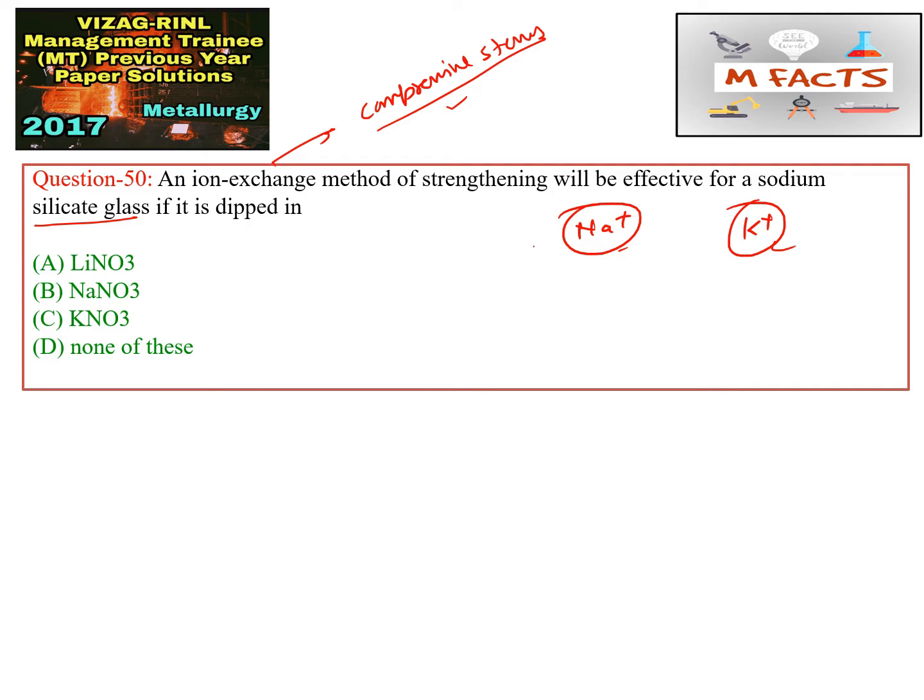In this question it is very clear that we can replace these Na plus ions by larger cations, and from these options we can observe that KNO3 has K plus ions, which are larger cations than Na plus. So C is the correct answer for this question.